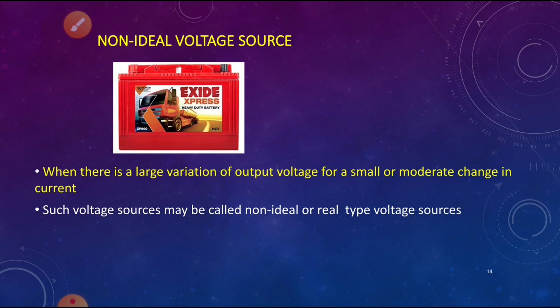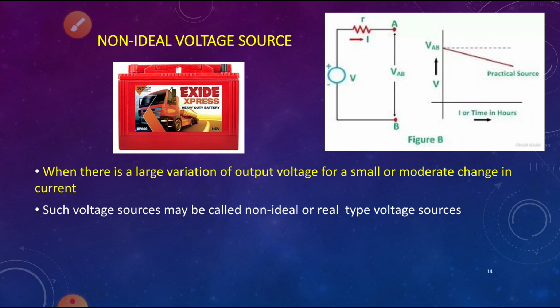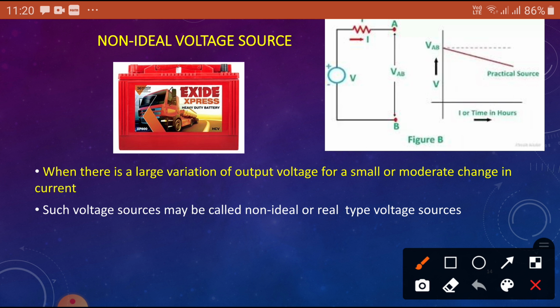Okay, such a voltage source may be called a non-ideal, real type voltage source. You can see here what will happen. So in this case, here is the actual voltage, but here is the voltage. The gap between these is known as the drop. If the drop is significantly more, then we can say those are non-ideal sources. If this drop is very small compared to the change in current, then we can say it is an ideal source, as we studied just now.